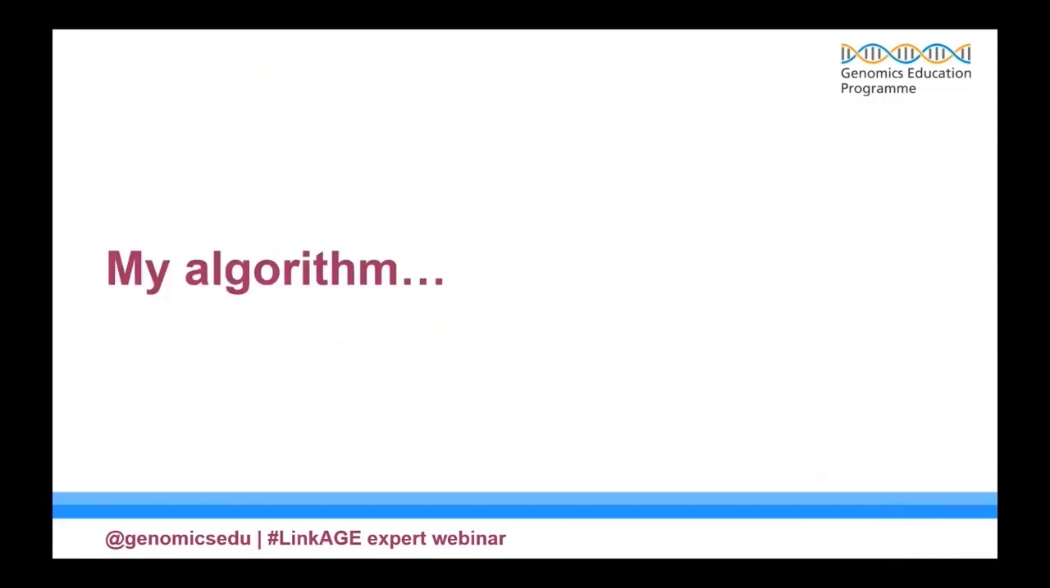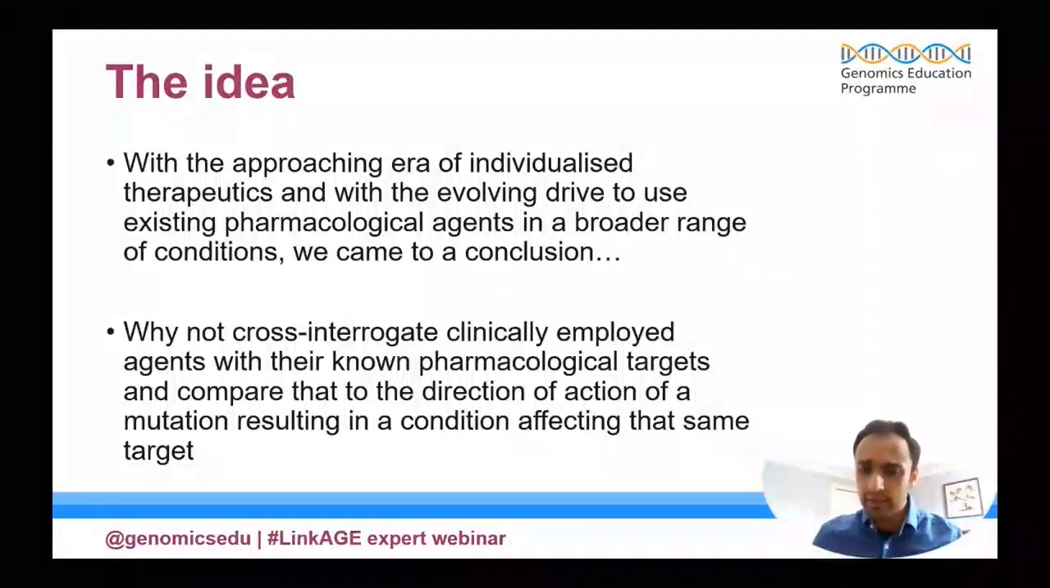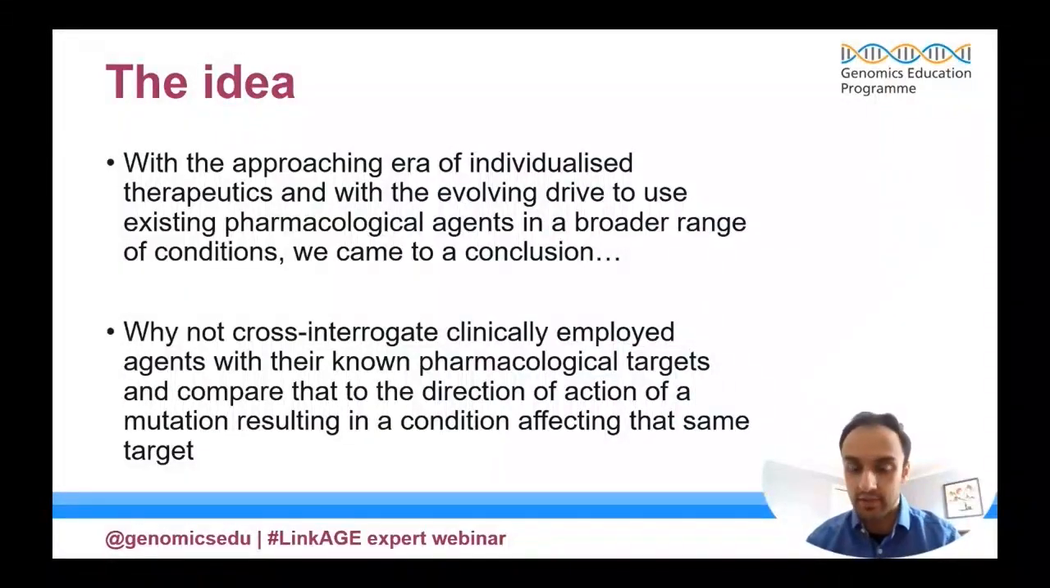Move on to the actual algorithm. So the idea and the basis of this whole project is that we're approaching the era of individualized therapeutics. Indeed, this is the fourth LinkAGE talk on gene-targeted therapies. And all of these are individualized therapeutics to a degree. And there is an evolving international drive to use existing pharmacological agents in a broader range of conditions, and not just as orphan drugs, but also in other common diseases, so not just rare disease.